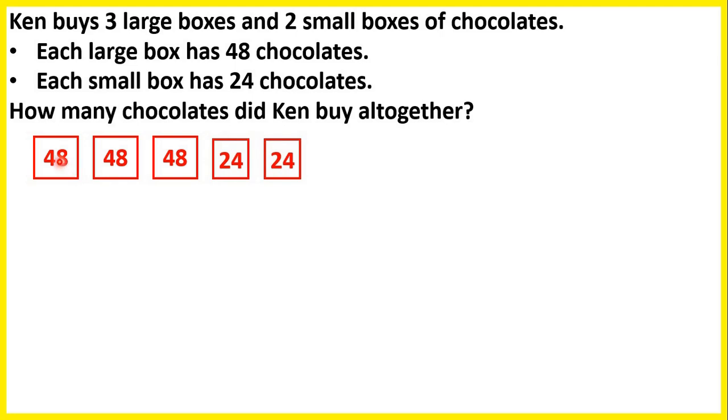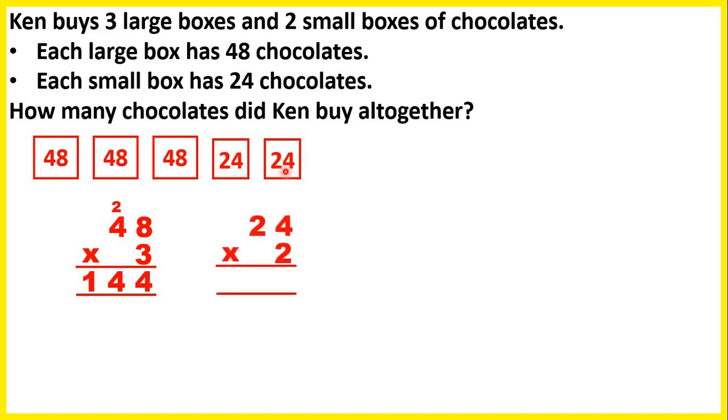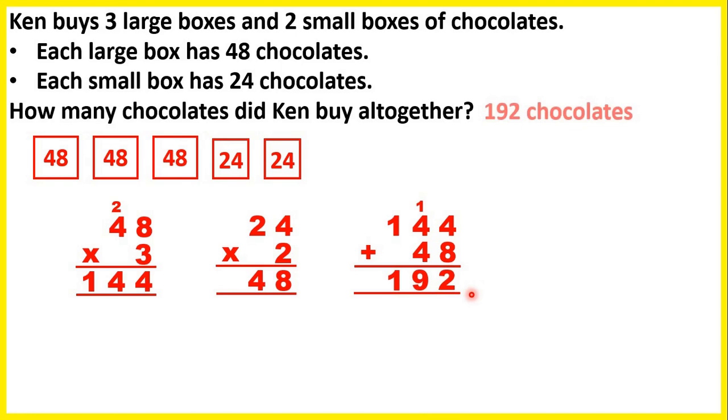So to find the total of 3 boxes of 48, we can multiply 48 by 3, and that gives us 144. Now, to find the total in 2 boxes of 24, we can multiply 24 by 2, so that's 48 in the small boxes. So to find how many chocolates altogether, we can add the total number of chocolates in the large boxes and the total number in the small boxes. So 144 plus 48 gives us 192.